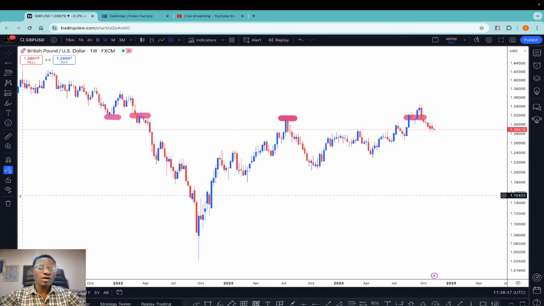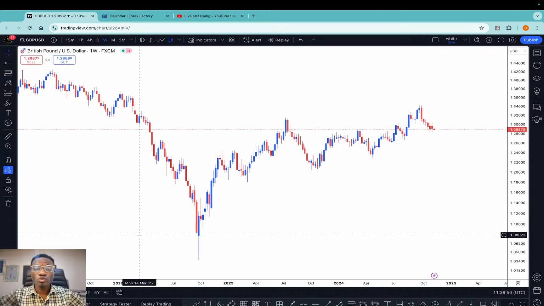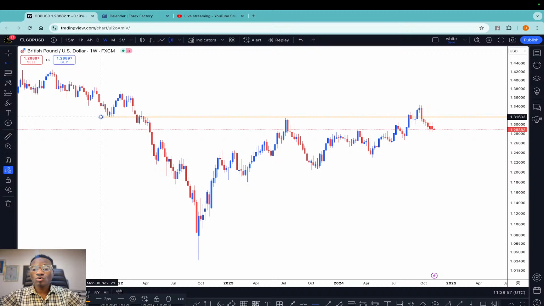Now, there are different tools you can use to mark your supply and resistance. You can use horizontal lines to mark your resistance or supply zone, but the majority of beginners in the market find it difficult or complicated to mark support and resistance with horizontal lines. I do advise beginners who are not well grounded in marking support and resistance with horizontal lines to use the rectangular tool.